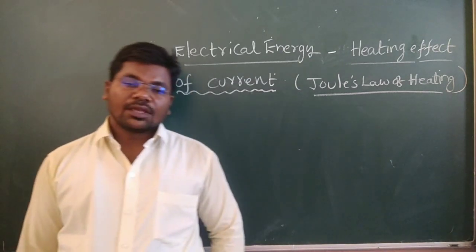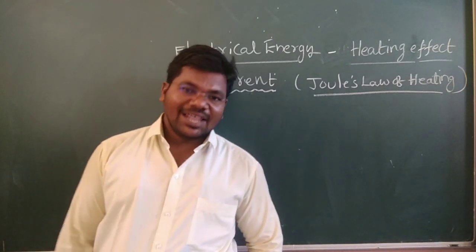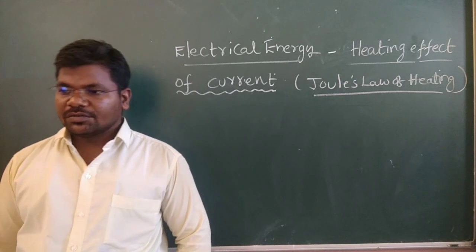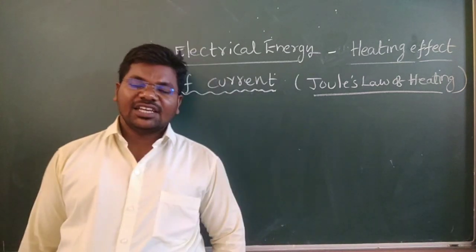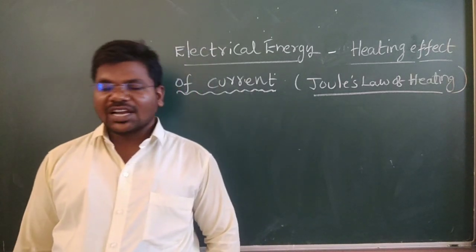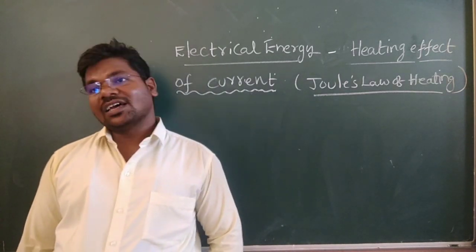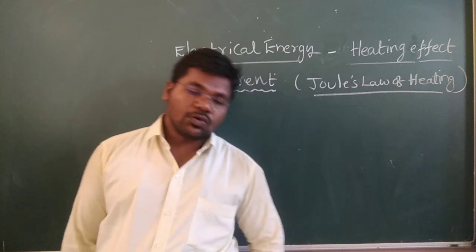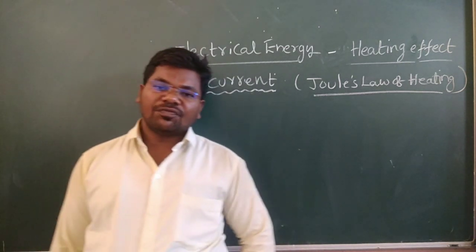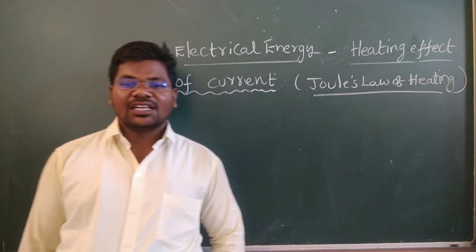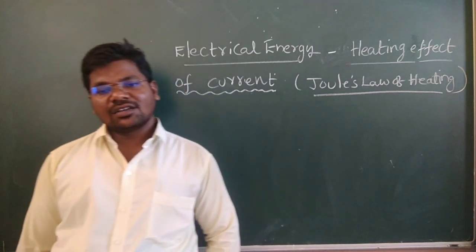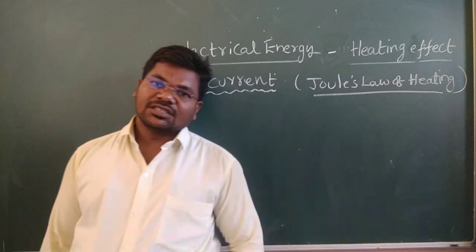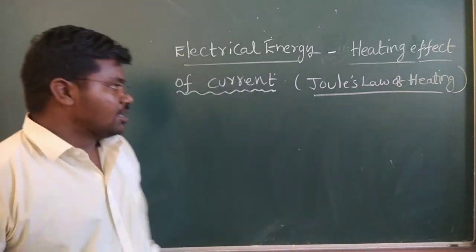Joule's law of heating. Coming to the definition of electrical energy: the total work done by the source of EMF V in maintaining electrical current in the given conductor or in the given circuit in a specified time. Once again, the total work done by the source of EMF in maintaining the electrical current in the given circuit or given conductor for a specified time is called electrical energy.